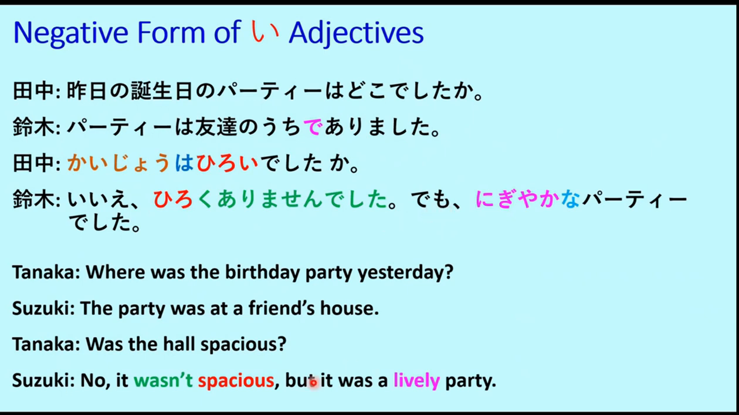Demo. Demo means but, nigiyaka na party deshita. But it was a lively party. So nigiyaka na party. So this is the na adjective. Nigiyaka is a na adjective, and that's why there is na between the adjective and the noun, as we just saw in the previous slide. So this is a very good and simple conversation to understand both the i and na adjectives, and also how we write the negative form of the i adjective, and also the use of de particle to connect place with the event.